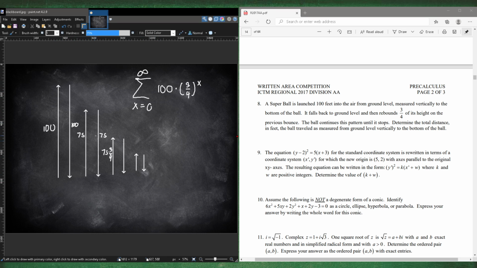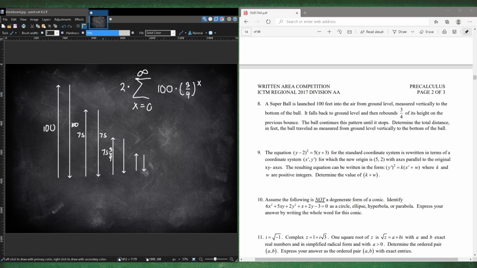Now, what's the sum when it goes down? Well, it's basically the same thing, right? It's 100 and then 75, and then 75 times 3/4, and then it's going to be 75 times 3/4 times 3/4, and then etc. So it's going to be another one of these. So just multiply by 2 to get the total distance, because the height that's going up is also the same height going down.